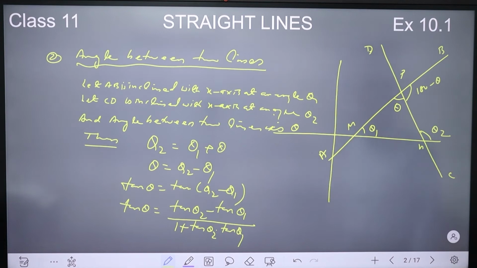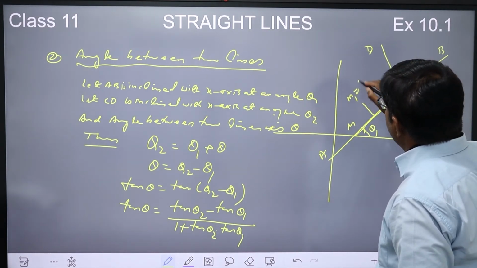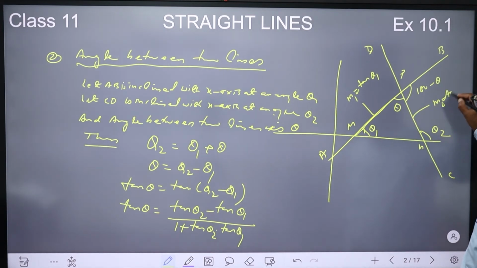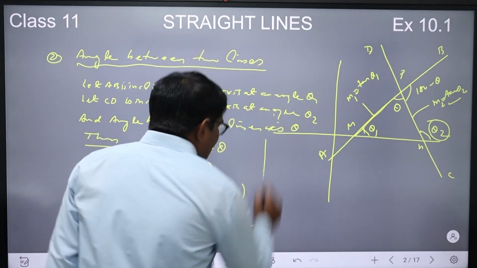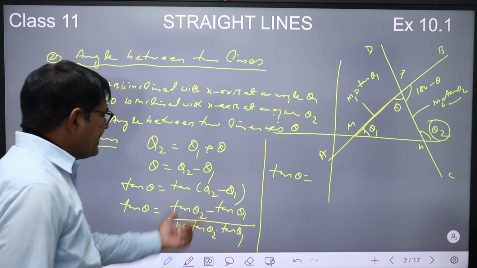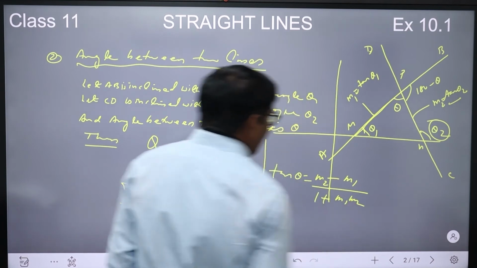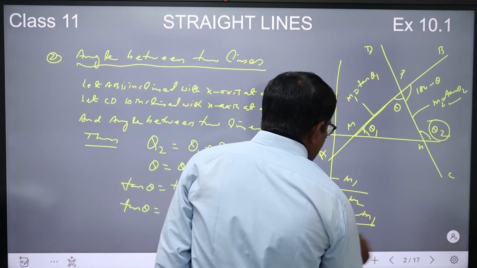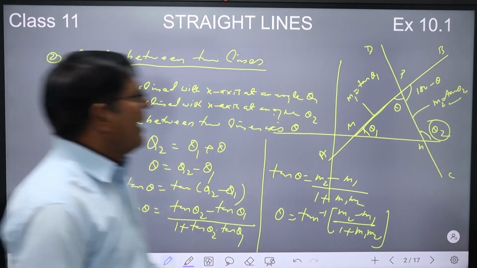Now just before this article, we learned that if any line is inclined with the x-axis at an angle θ1, then the slope of this line AB, let us suppose m1, will be equal to tan of θ1. Similarly, if the slope of line CD is m2, then m2 will be equal to tan of θ2, simply the trigonometrical tangent of the inclination of the line. So here we can write tan theta will be equal to m2 minus m1 upon 1 plus m1 into m2. So theta will be equal to tan inverse of m2 minus m1 upon 1 plus m1 into m2.